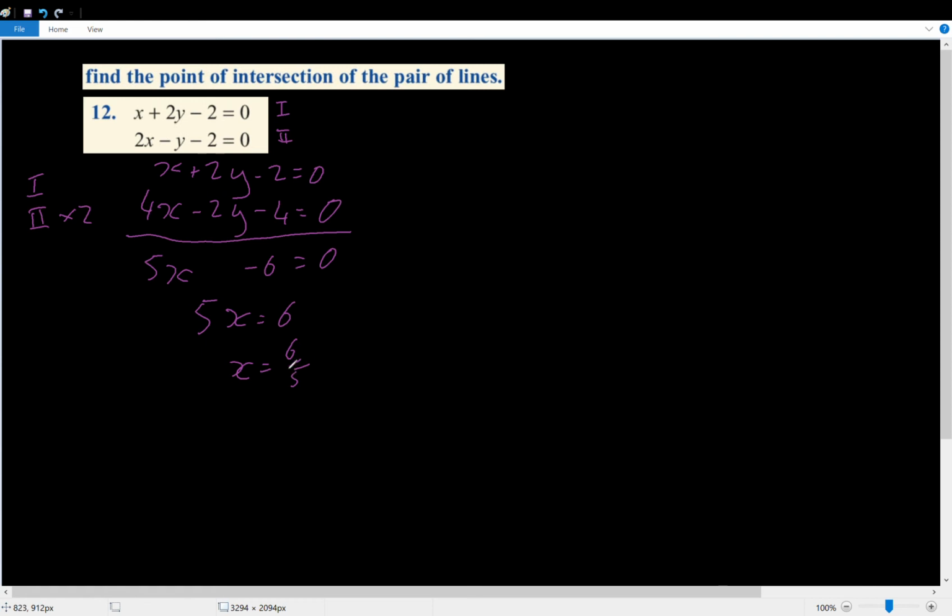So that's our x value. Now we're going to take that x value and put it back into one of the original equations, and we're going to get a value for y out of that. It doesn't matter which one we do because we should get the same value for either. So I'm just going to do this with equation 1. Instead of x + 2y, we're going to have 6/5 + 2y - 2 = 0.